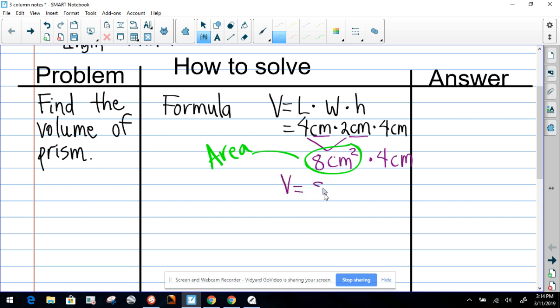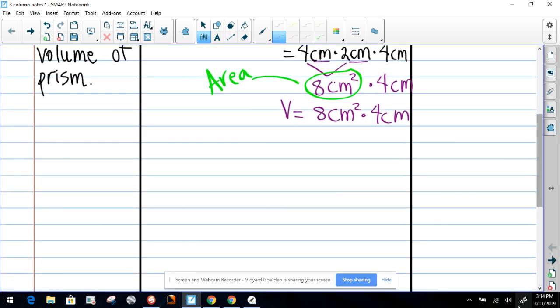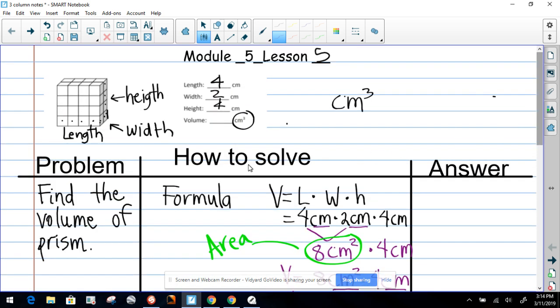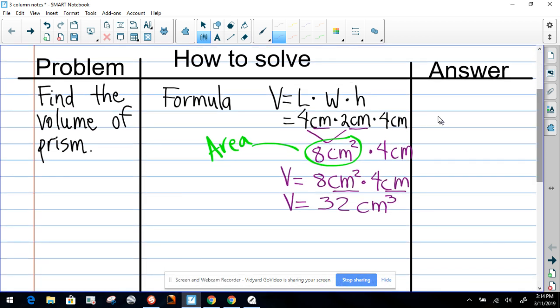Volume equals, so we have the area in square centimeters times the last dimension of the prism. When you multiply this, 8 times 4 equals 32. And now you know that we have 2 dimensions plus 1 equals 3. So the answer must always be in cubic centimeters. So now we can write this on the very top. This is going to be 32 cubic centimeters. And the answer should be over here. Let's write it down. Volume equals 32 cubic centimeters.